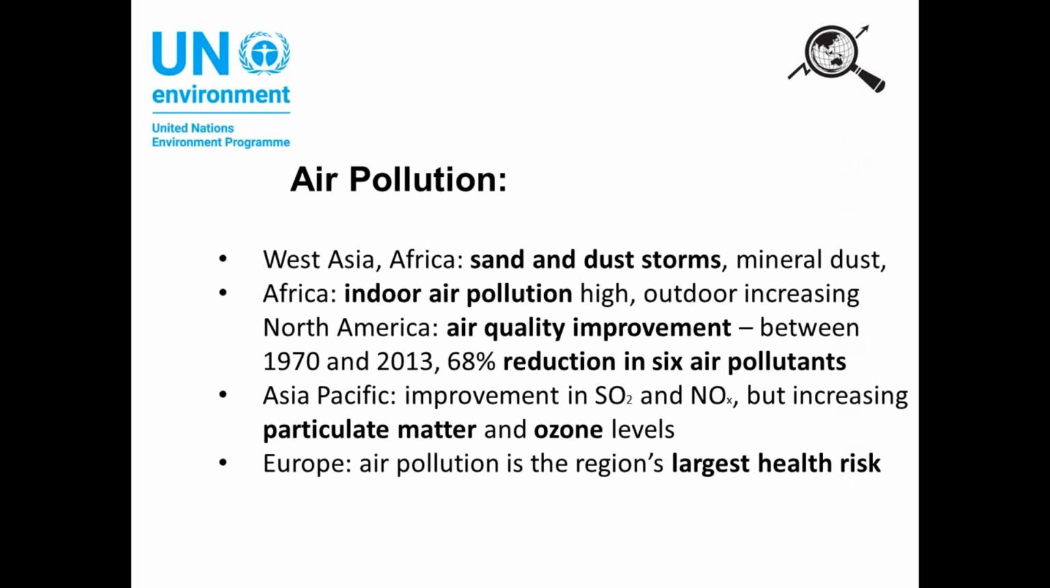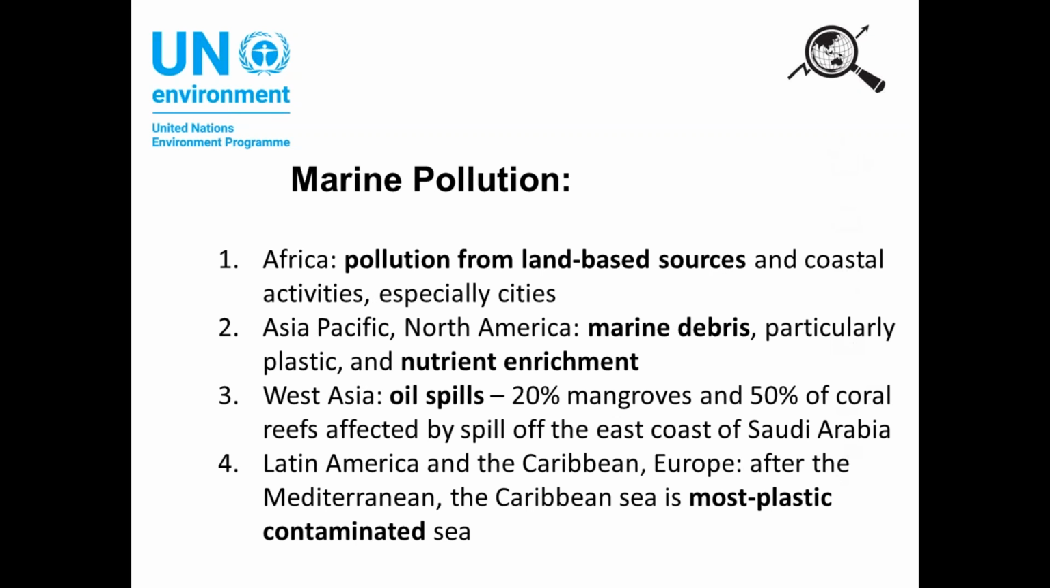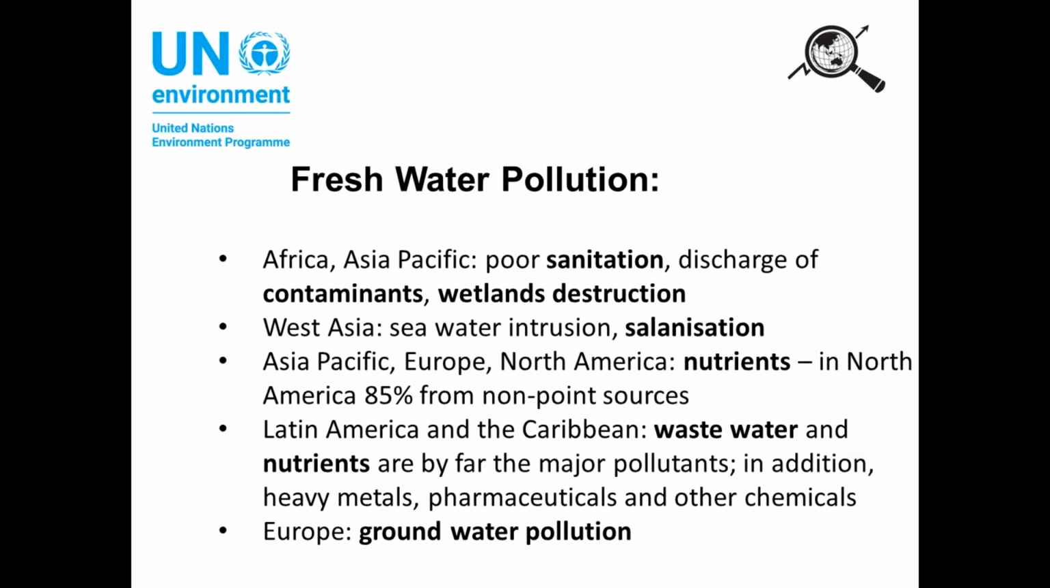So I won't belabor this, but you can certainly use this set of slides. But just to recall, we do summarize this in a document that's out on the website. It's a summary of the regional findings. But on air pollution, we do see that in West Asia and Africa, it's really about mineral dust as well as sand and dust storms. Indoor air pollution, certainly in Africa. Even in North America, we've seen improvements. But there are considerable concerns around particulate matter and ozone, and still in Europe it is considered one of the largest health risks. On marine pollution, still we're looking at land-based sources, marine debris, nutrient enrichment, oil spills, and then of course the issues around contamination coming from the plastics.